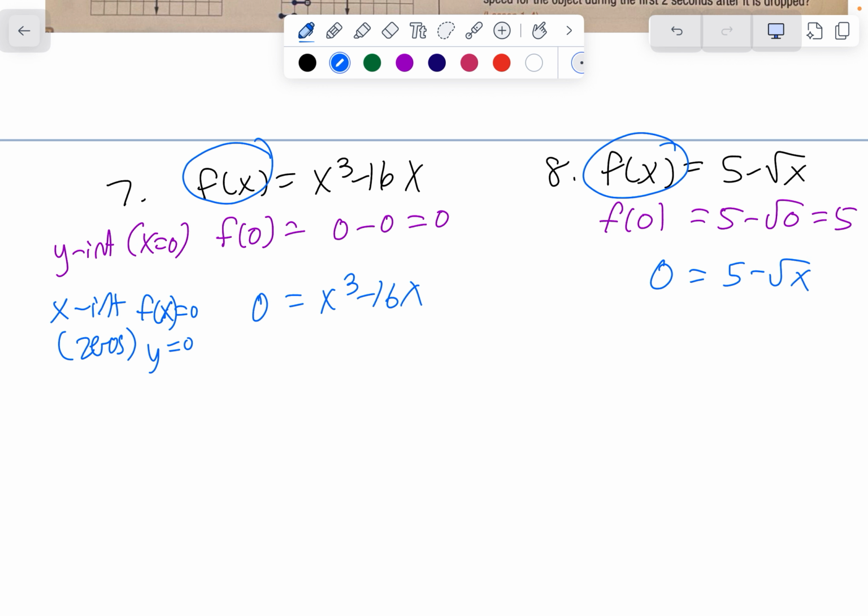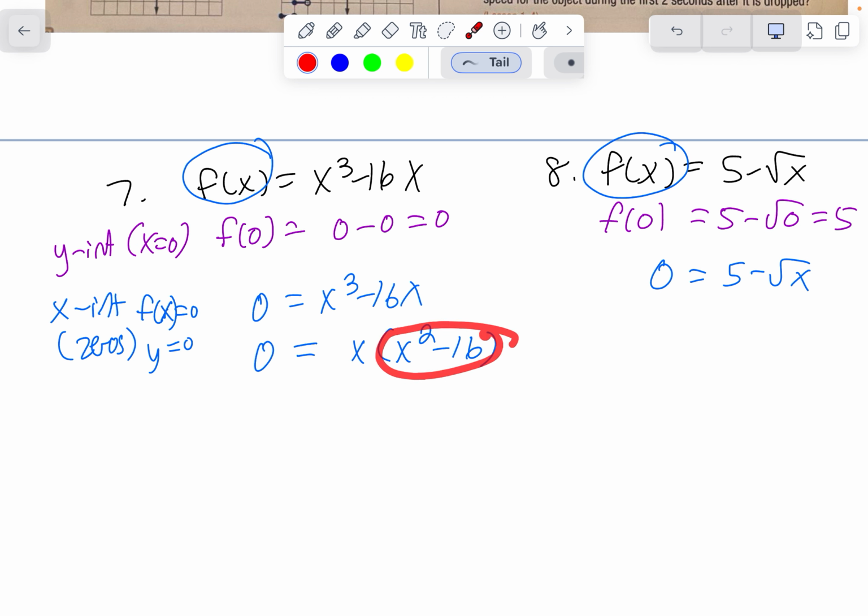Okay, let's do the first one. To solve something like this, factor it. See how they both have an x in them? That means I can take out an x. How do you factor this part again? You remember how to factor x squared minus 16? You got it. It's just the difference of squares, x plus 4 and x minus 4.